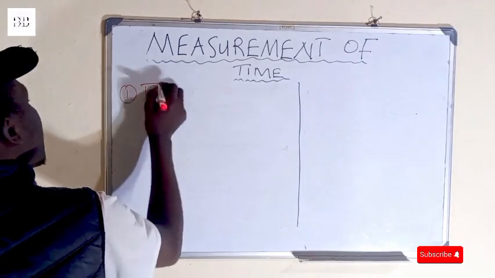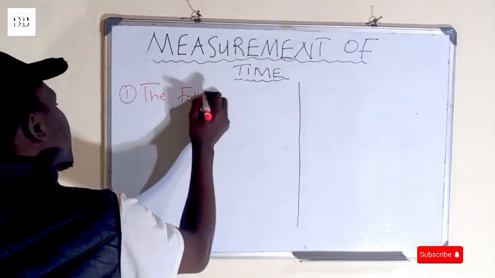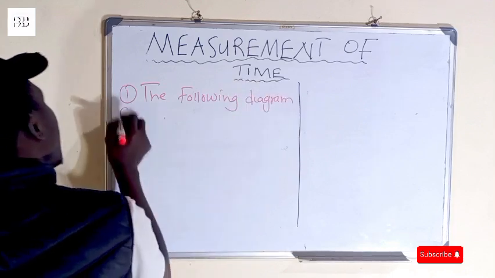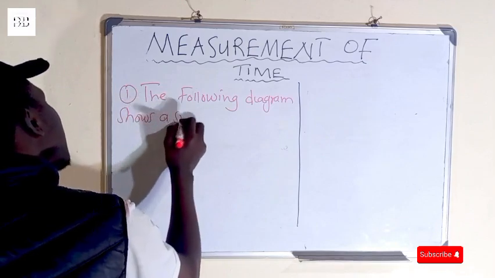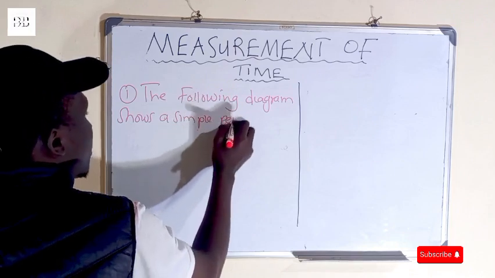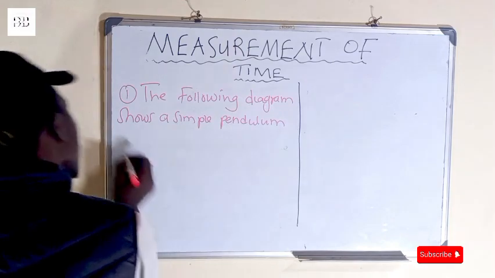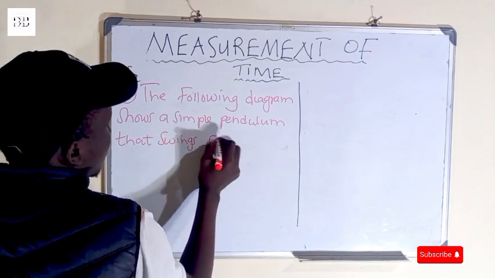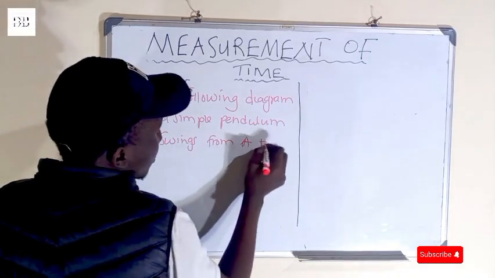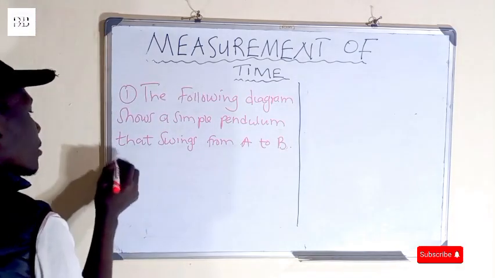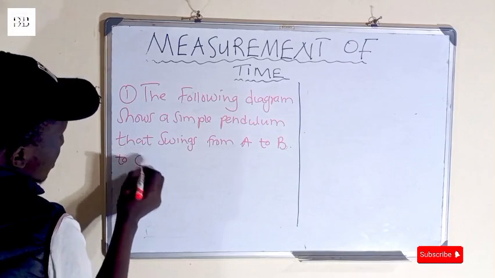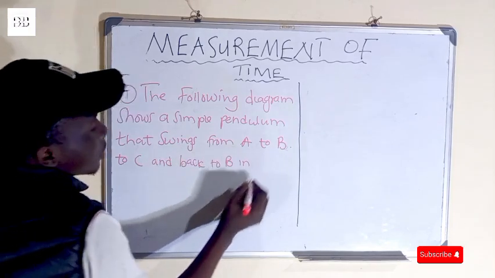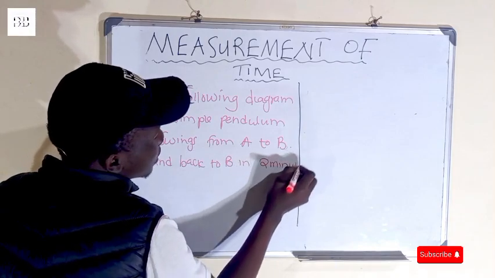So this question says, the following diagram shows a simple pendulum that swings from A to B to C and back to B in 2 minutes.